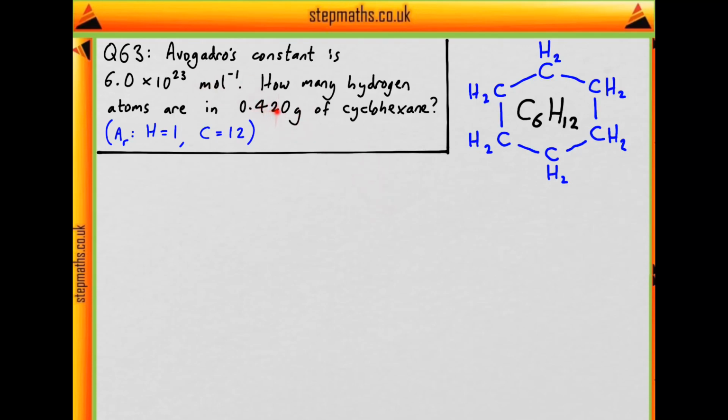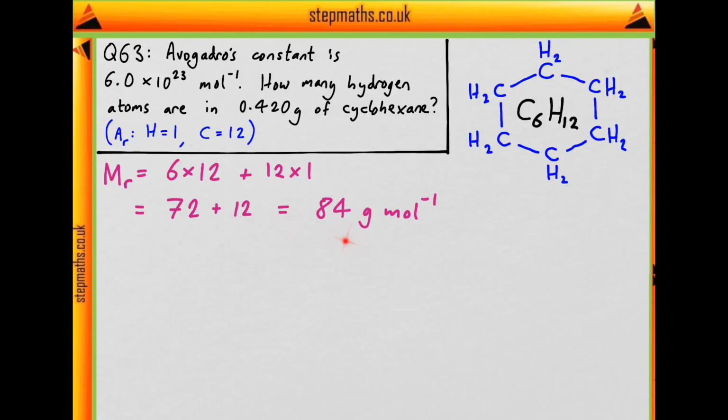So we've got the mass and we've got the relative atomic masses. So how do you work out the relative molecular mass? We need to add up the atomic masses. So we have 6 carbons and 12 hydrogens. So 6 times 12 plus 12 times 1 is 72 plus 12, which is 84 grams in a mole.